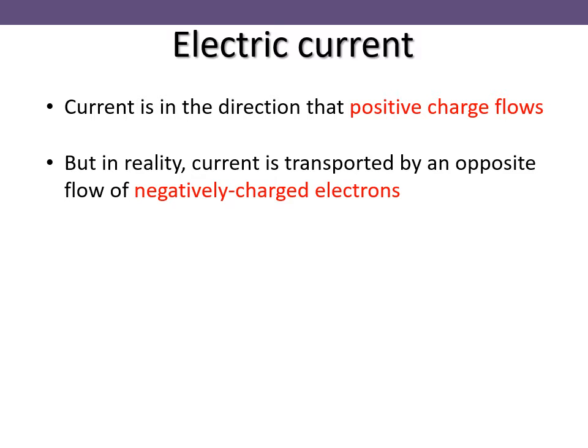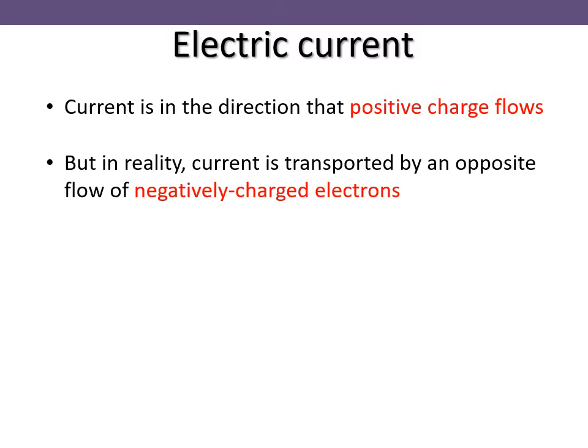So we say that electric current comes out of the positive terminal of a battery and flows into the negative terminal. But what actually is happening is, we know that electrons are the only things that are free to move around. They're the only things that transfer charge. So our negatively charged electrons are leaving the negative terminal of the battery and flowing into the positive terminal.